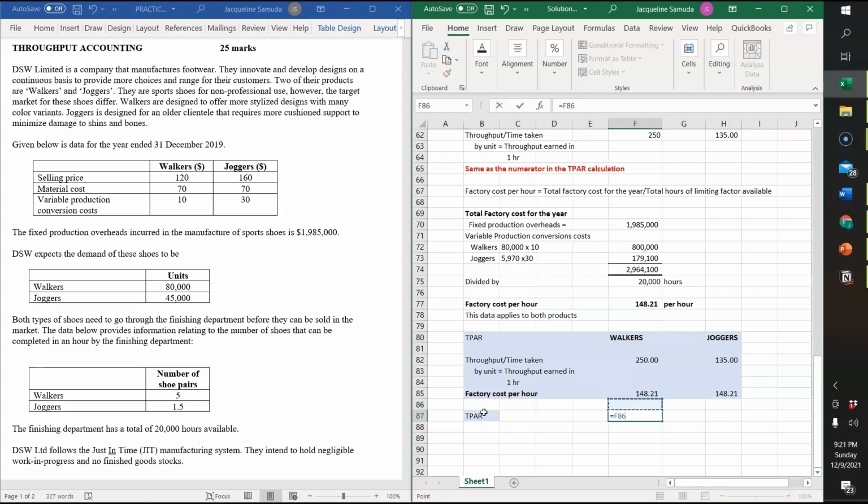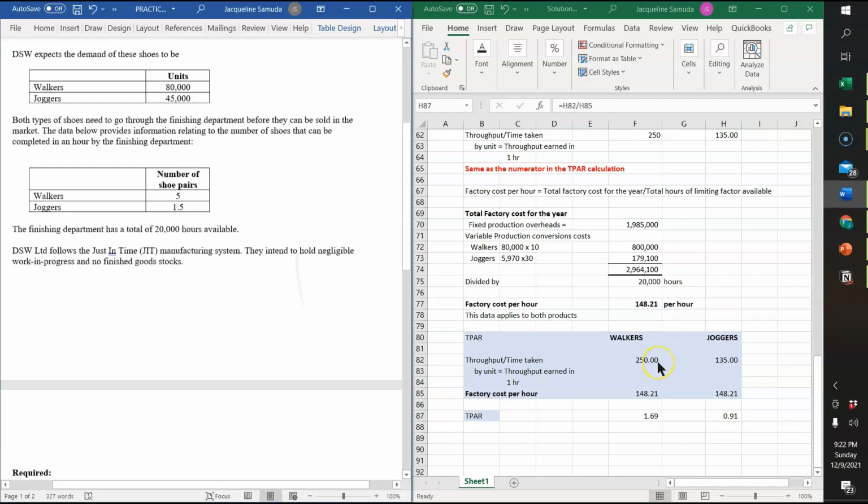So it's the throughput earned in 1 hour divided by the factory cost earned in 1 hour. 1.686. Excellent. So now we have a TPAR greater than 1 for the walkers. Let's see what happens for the joggers. Let's copy this over. 0.91. So this 0.91 tells me that joggers is going to lose money for DSW if they focus on that.